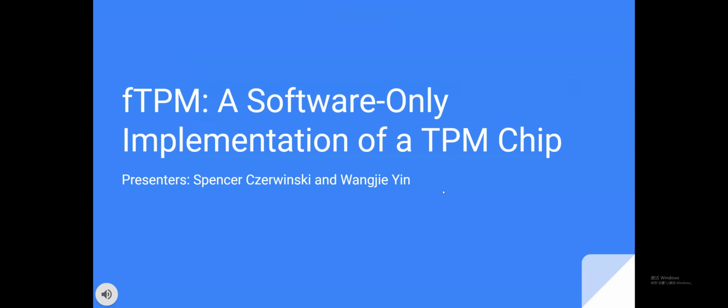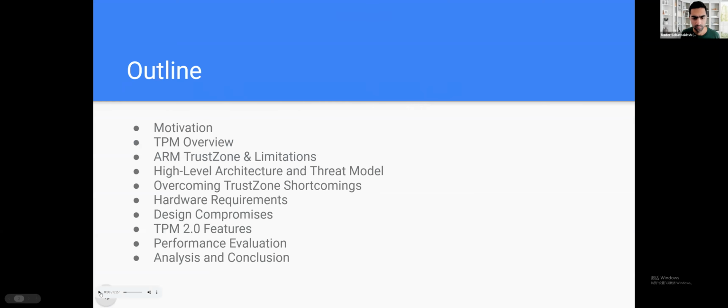Hello, today we are going to talk about fTPM, a software-only implementation of a TPM chip. Here is the outline of our presentation. We are going to talk about first motivation, then TPM overview, ARM TrustZone and the limitations, high-level architecture and threat model, overcoming TrustZone shortcomings, hardware requirements, design compromises, TPM 2.0 features, performance evaluation, and finally, analysis and conclusion.